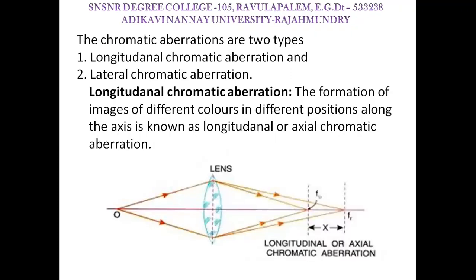So longitudinal chromatic aberration is formed due to light. Longitudinal chromatic aberration is equal to the difference in focal lengths for red and blue colors.